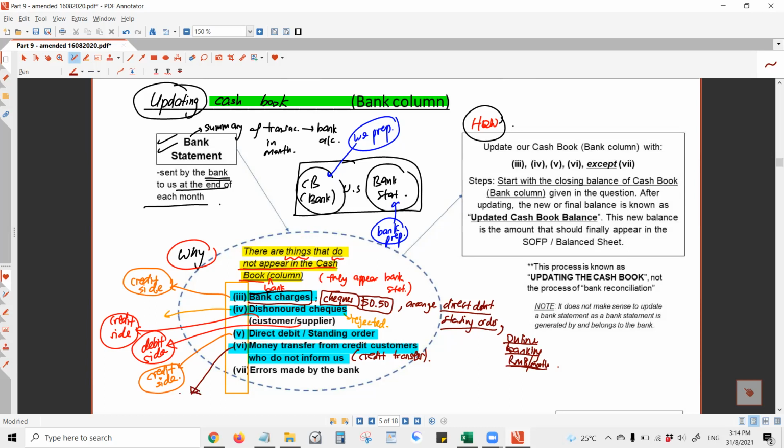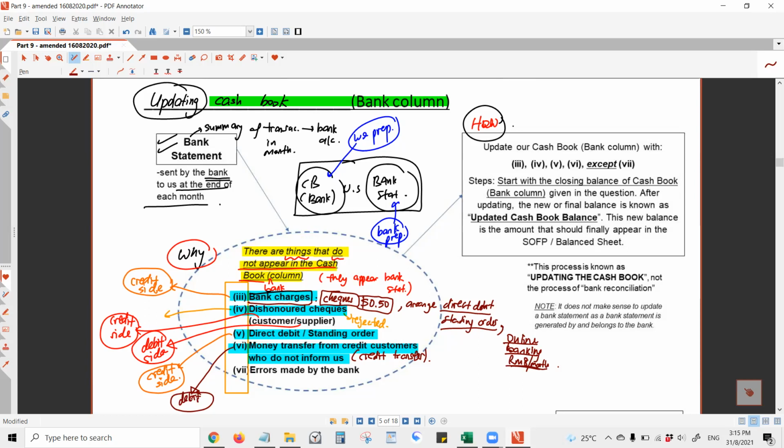What do you think? Will I debit or credit the cash book bank account? Debit. Correct, because we received the money, right? So we debit the bank account in our cash book.